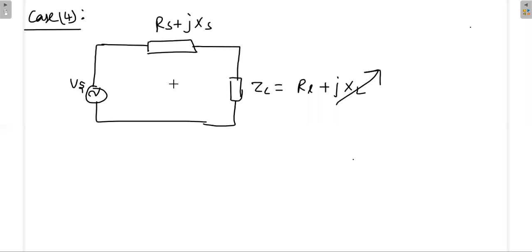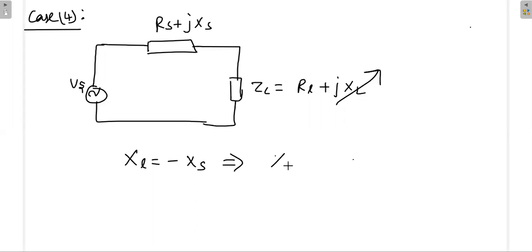Now if the situation is like this, that means RL is constant, but XL is variable. You know from your previous experience, whenever the imaginary term is variable, you can put minus also, that is the idea. So somehow we'll try to make XL equal to minus XS such that this JXS and JXL will cancel. When XL is variable, we'll try to make XL equal to minus XS.